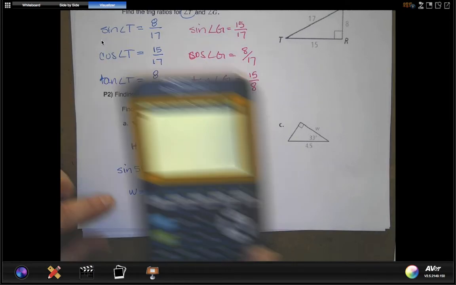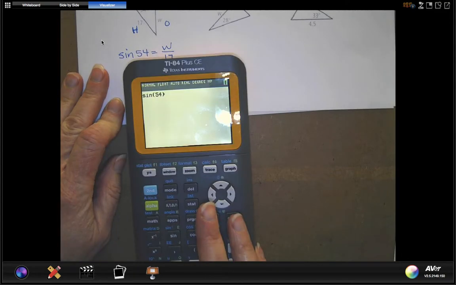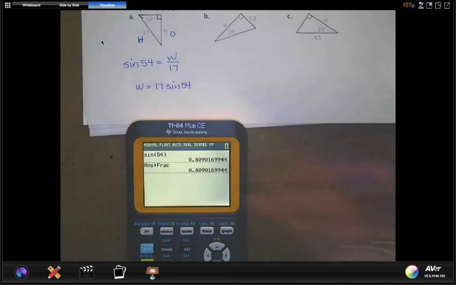All right, so now I can do 17 times the sine of 54. Actually, let me show you something. So I type the sine of 54 in, and I get that answer right there. So the sine of 54 degrees is always that number. There's some ratio that gives me that decimal there, and that is the sine of 54. So if I have a 54-degree angle, these sides have to be in that ratio.